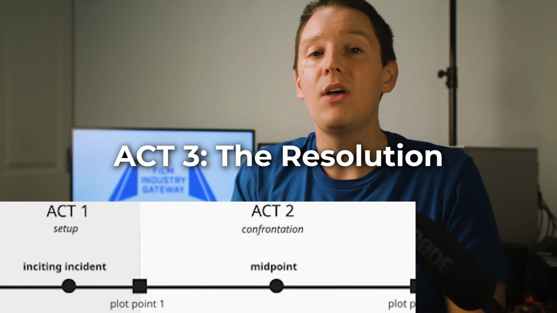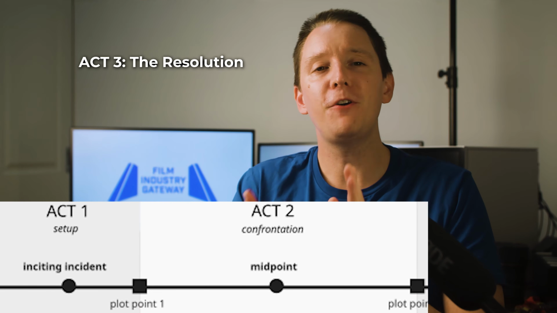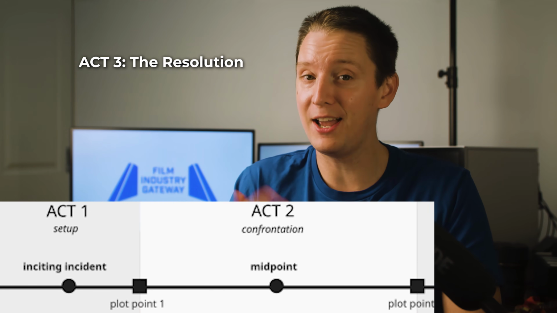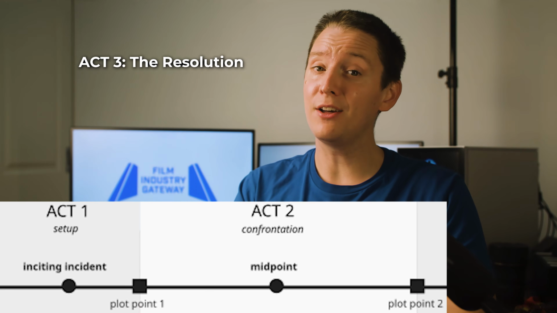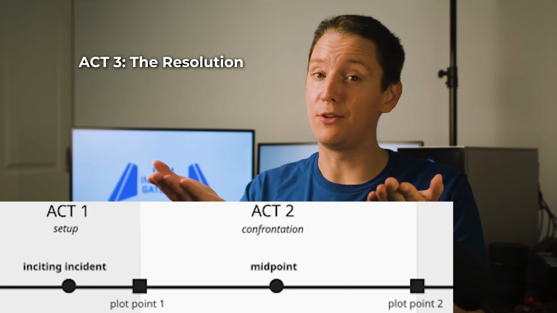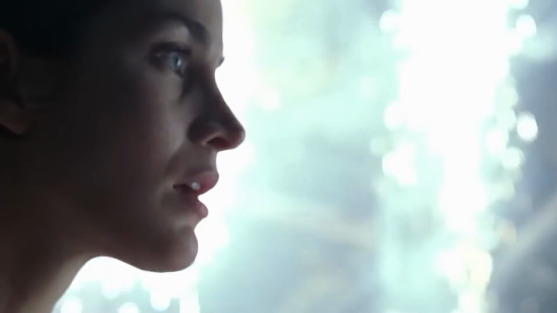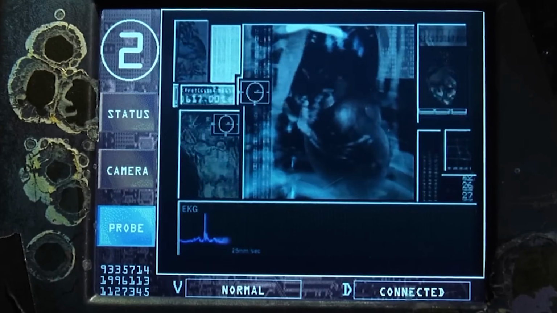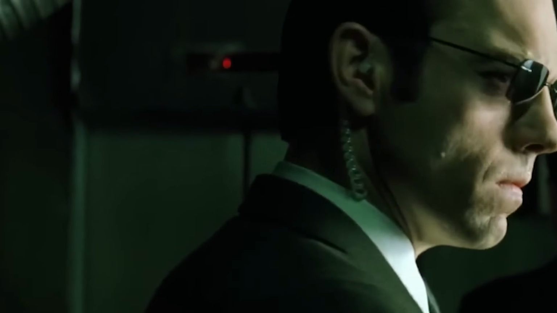Act 3 is the resolution. This is where everything comes to a head. The final confrontation, or the climax. Your character faces their biggest challenge yet, and either succeeds or fails. In The Matrix, Act 3 kicks in when Neo enters the building to rescue Morpheus. It's action, tension, purpose, and eventually the moment where Neo gets shot. And just when we think it's over, he rises, and after all, he is the one.